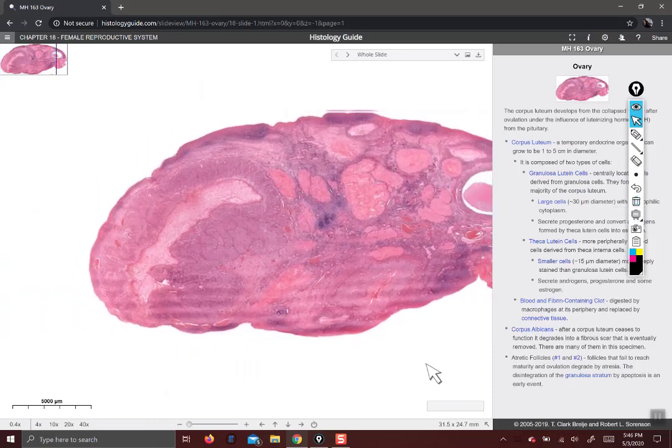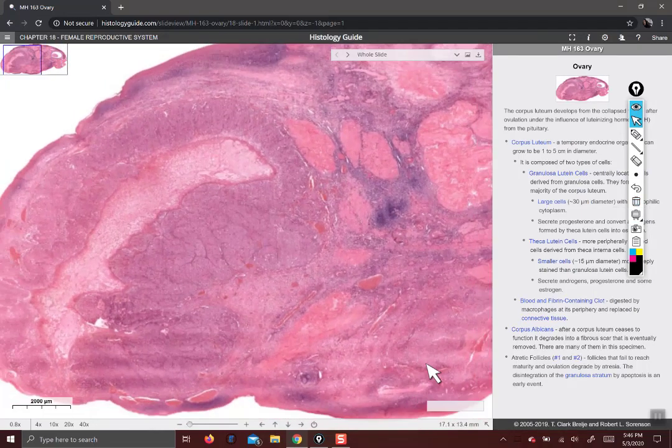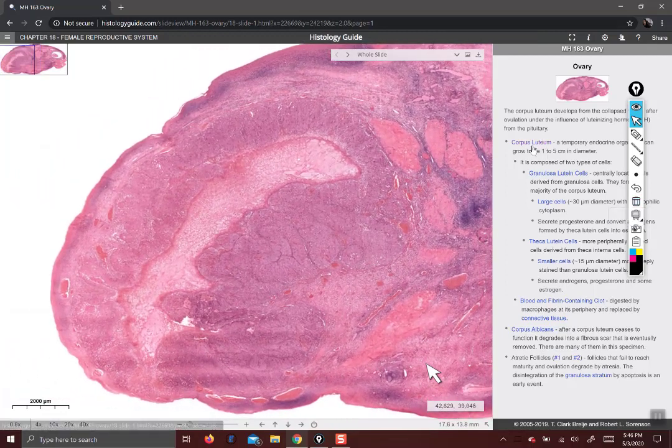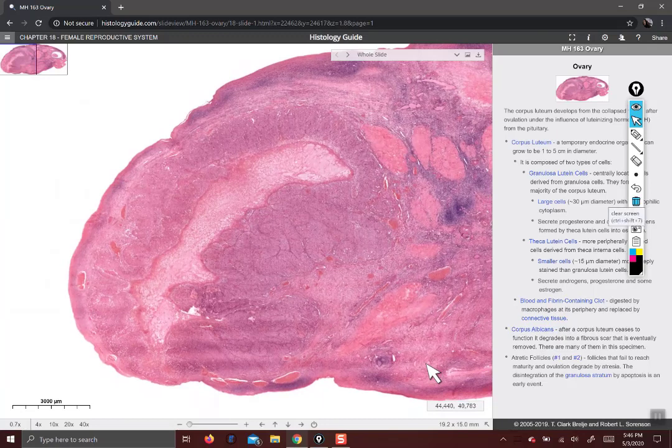Okay, so corpus luteum means yellow body. Let's see if they were choosing the same one that I am. Yep, they sure are. Okay, so corpus luteum. It doesn't look yellow when you stain it with H&E, but if you were to take a fresh ovary and slice it, it would appear yellow. So I'm going to outline it in yellow in honor of its name.